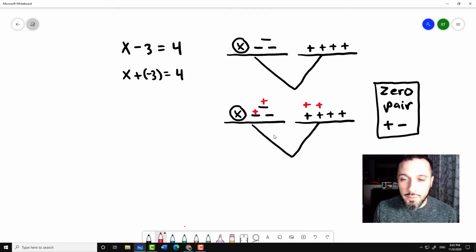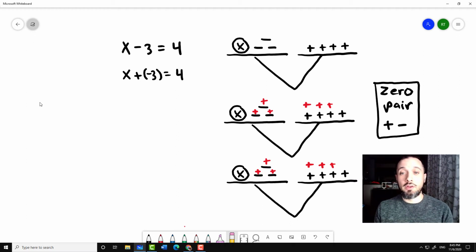And then the last one, I'm going to make another zero pair here by adding a positive. And remember, if I do it to one side, do the same thing to the other side. And now, let me copy it one more time. Let me just draw another copy of this so I can simplify it in the next step.